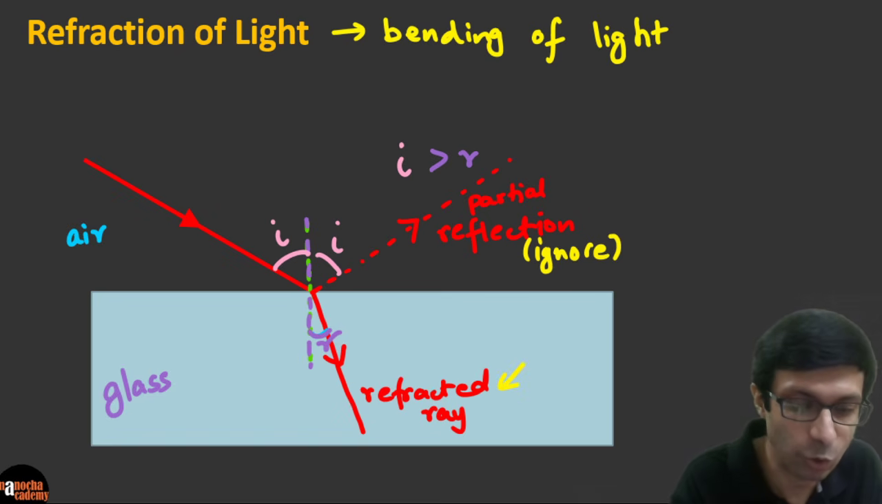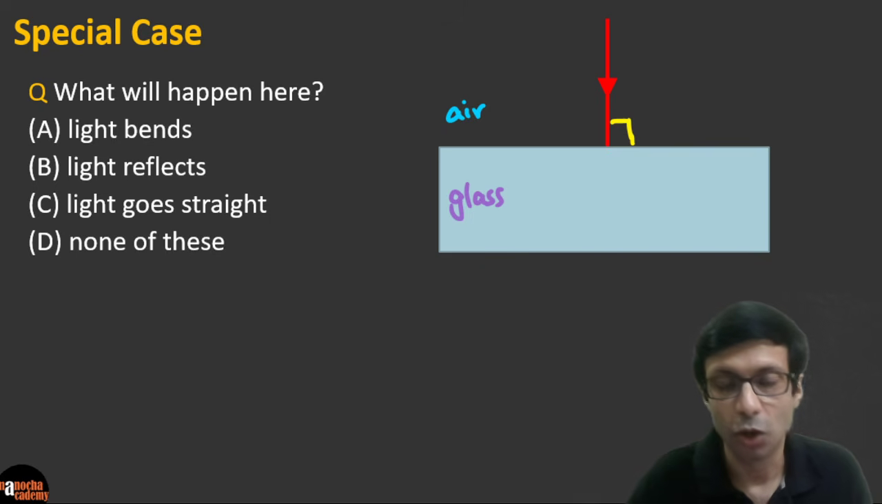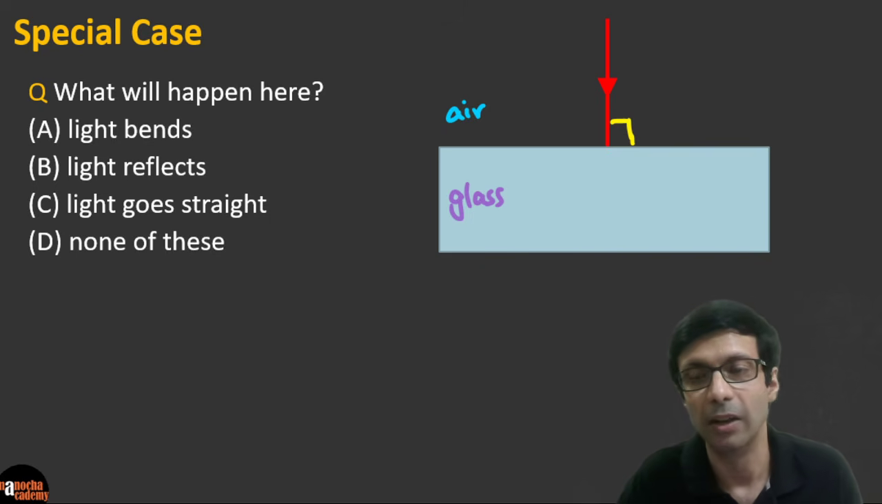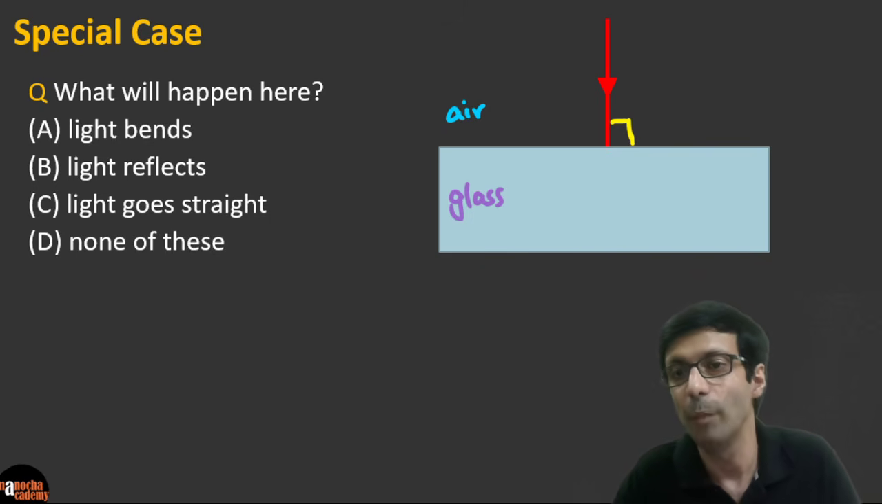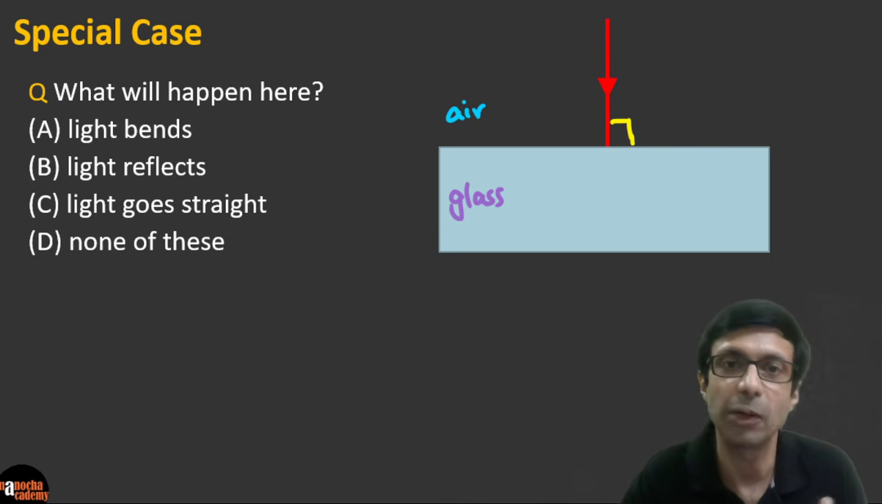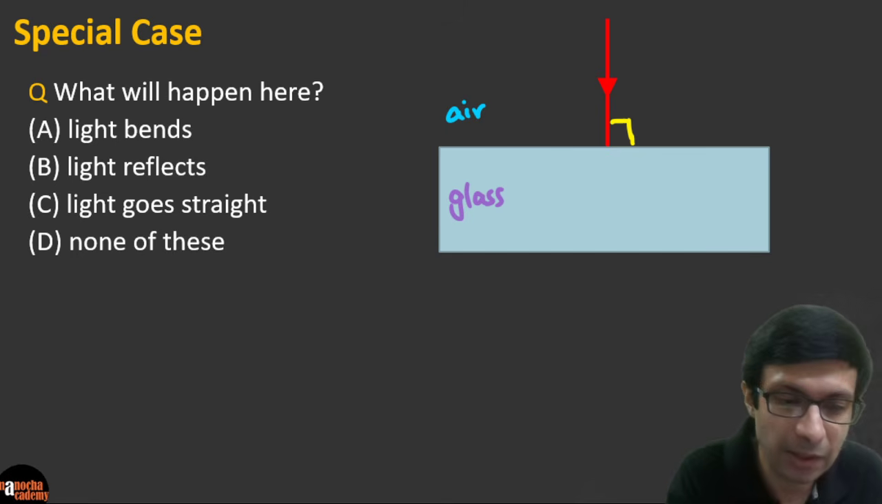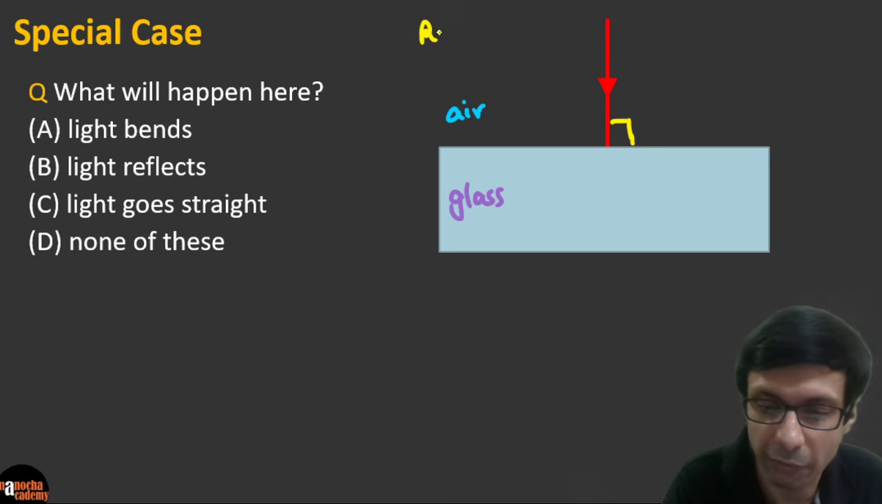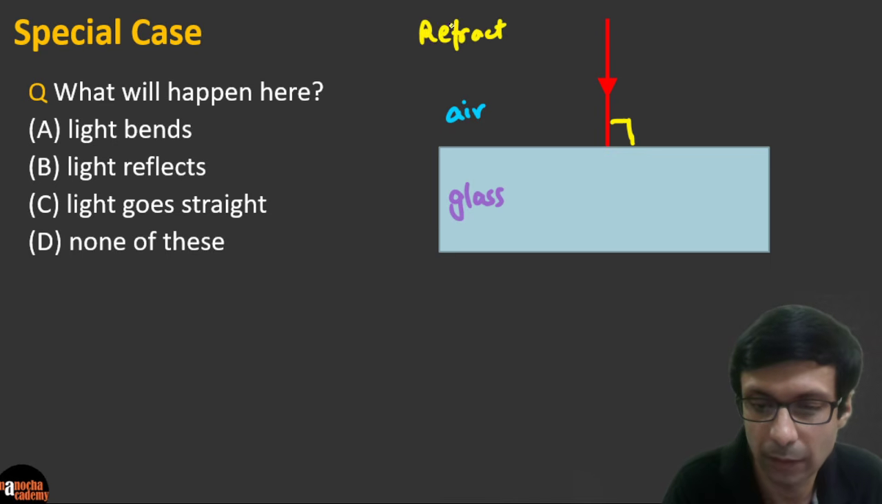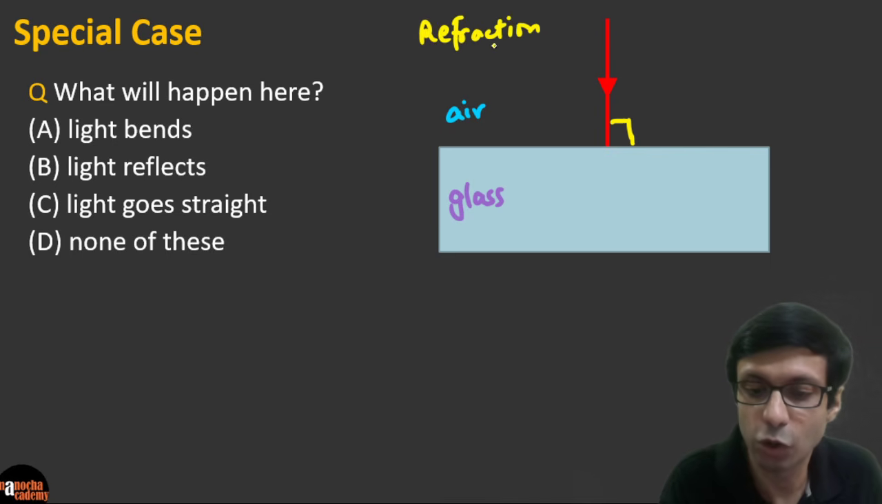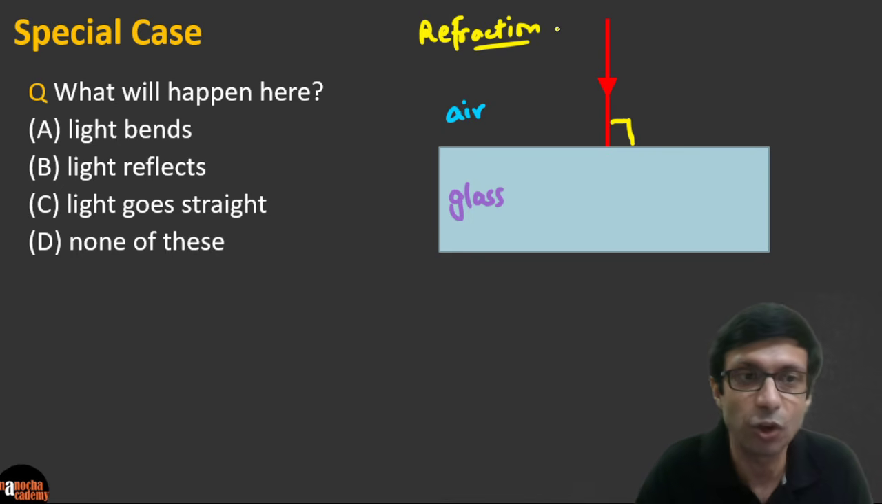So now let's come back to our question. The question was asking what will happen when light is at a normal incidence, which means, can you see, normal means 90 degrees. So will light bend, light reflect, will it go straight, or none of these? What is the best option here? My hint is we are discussing the topic of refraction, right? So our focus should be on the refraction of light. Based on that, can you tell me what is the best answer here?